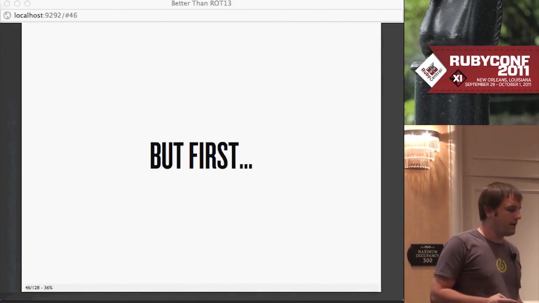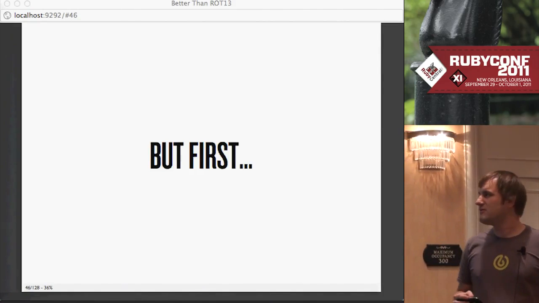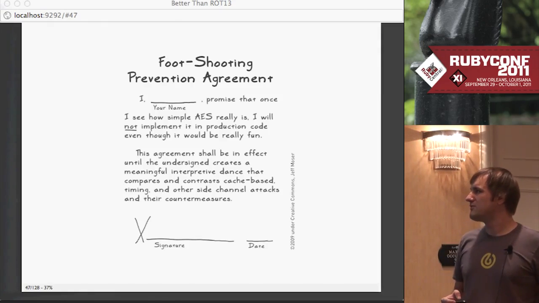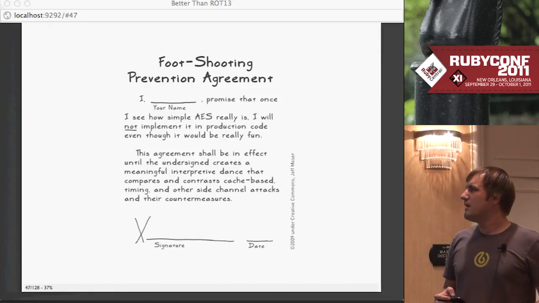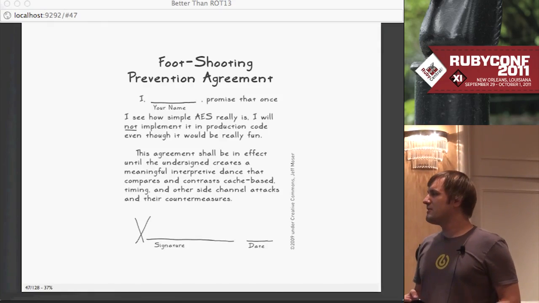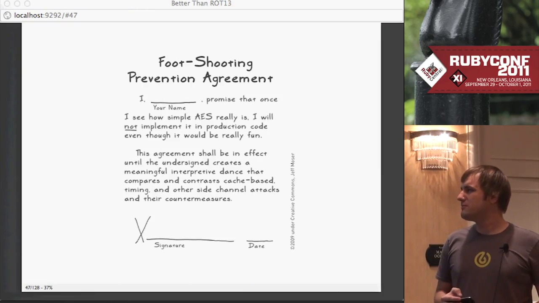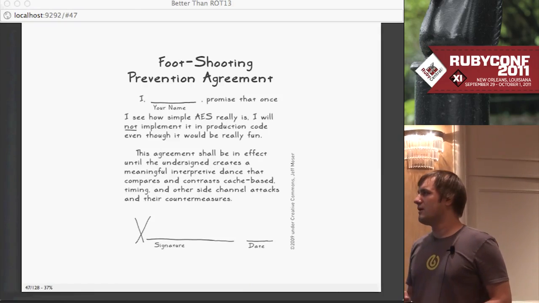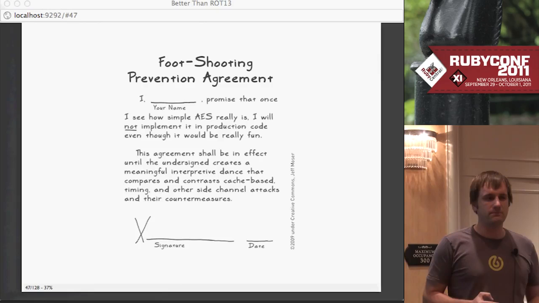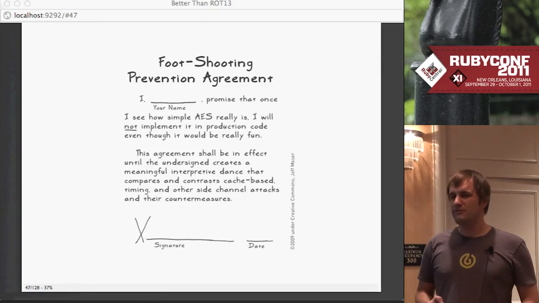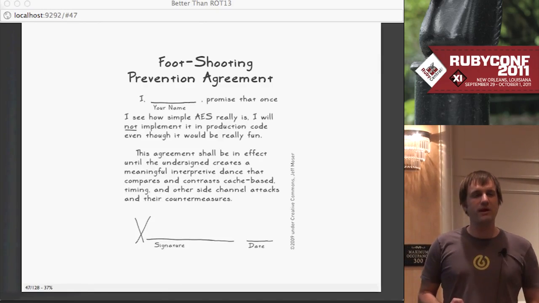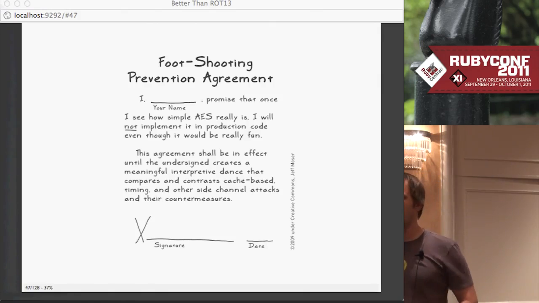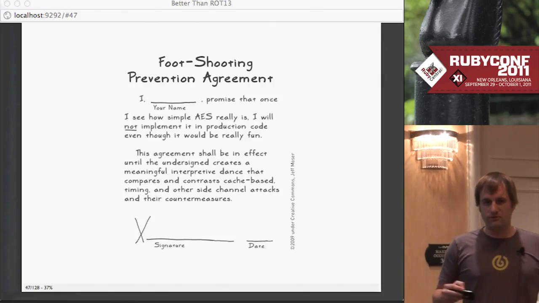Moving on to AES. Before I actually get into that, I want you to mentally sign this agreement. I blank promise that once I see how simple AES really is, I will not implement it in production code, even though it would be really fun. This agreement shall be in effect until the undersigned creates a meaningful interpretive dance that compares and contrasts cache-based, timing, and other side channel attacks and their countermeasures. Implementing this stuff securely is incredibly difficult and is the topic of a lot of debate at all the graybeard cryptographic conferences. So don't implement this.